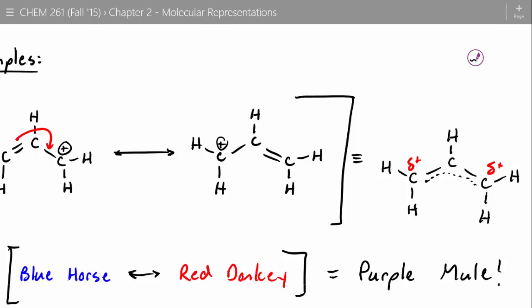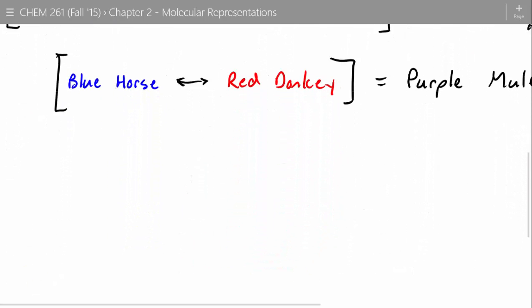So that helps some people think about it. It's not that it's flip-flopping back and forth really rapidly. It's actually just representing a purple mule, and we're showing what the two individual components are that make up a purple mule. All right, let's take a look at our second example really quick. So we've got carbon, carbon, carbon, hydrogen.